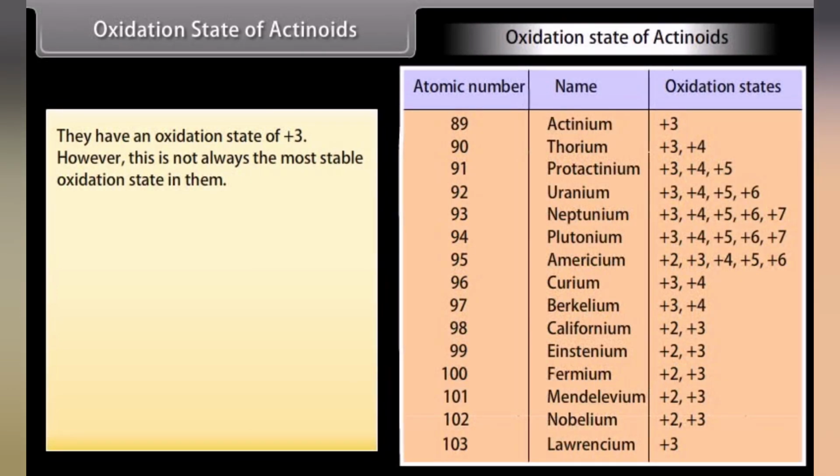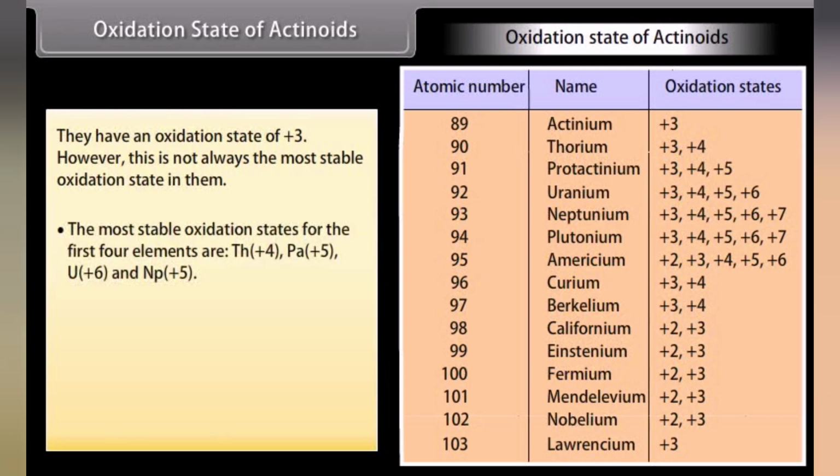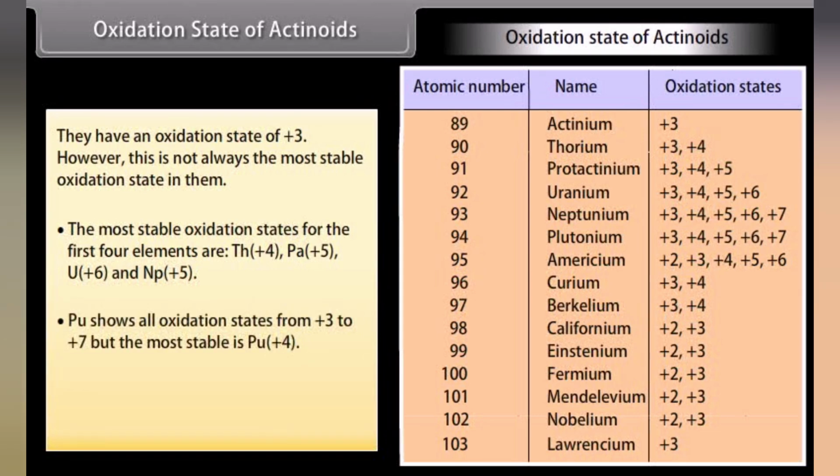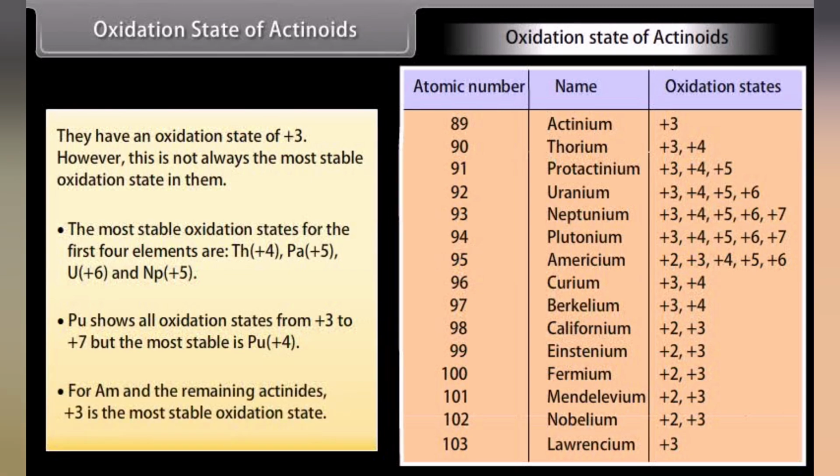Oxidation state of actinoids. They have an oxidation state of +3. However, this is not always the most stable oxidation state in them. The most stable oxidation states for the first 4 elements are thorium +4, protactinium +5, uranium +6 and neptunium +5. Plutonium shows all oxidation states from +3 to +7 but the most stable is plutonium +4. For americium and the remaining actinides, +3 is the most stable oxidation state.